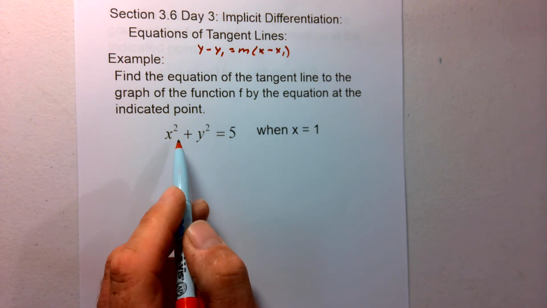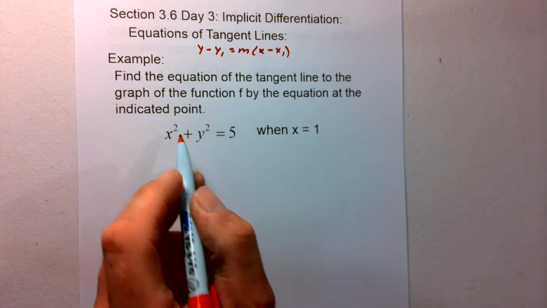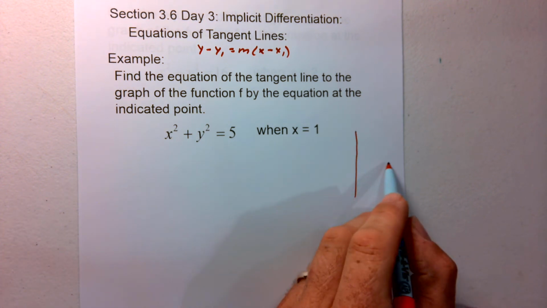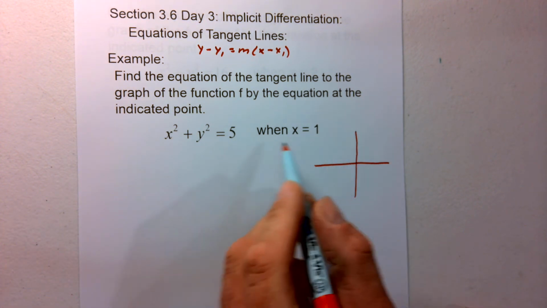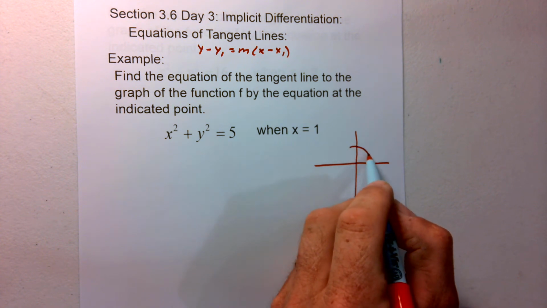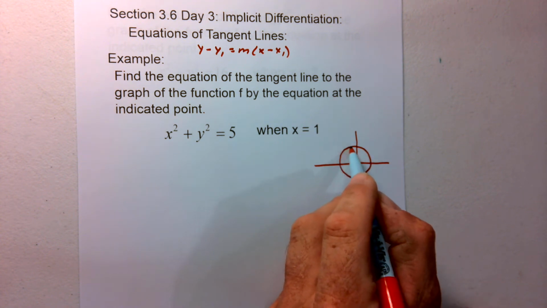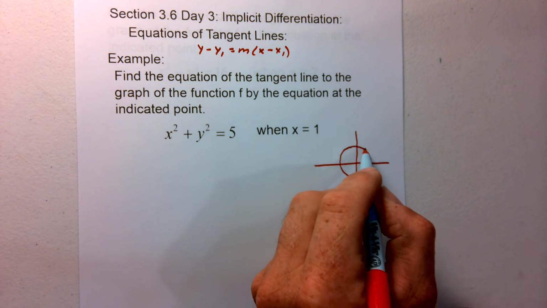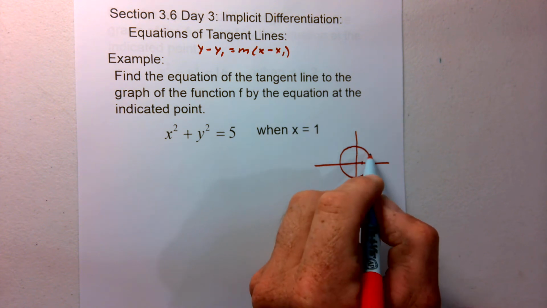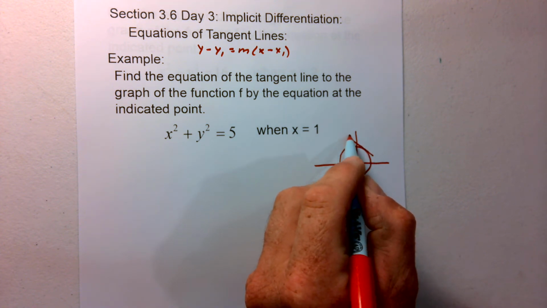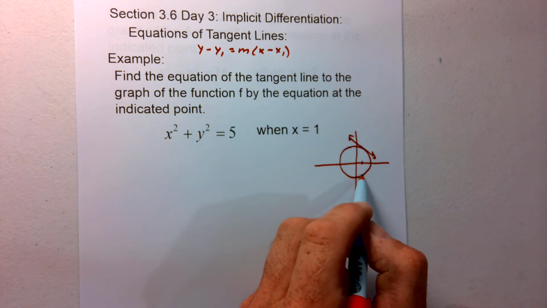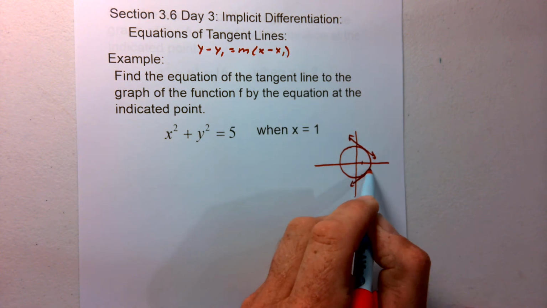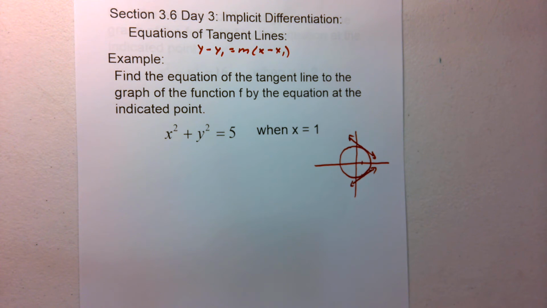Recall this is the equation of a circle. We're going to go ahead and find, when x equals 1, the equation of the tangent line. So if I were to sketch this out fairly quickly, it's going to be centered at the origin. When x equals 1, we'll call 1 here maybe, so it's going to be the tangent line there, but we're also going to have a value down here. So we're going to see that we have two equations that we're going to have to work with. So our derivative is probably going to have two values.